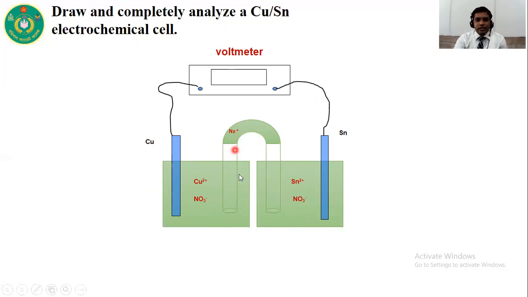So in the salt bridge we use sodium nitrate.